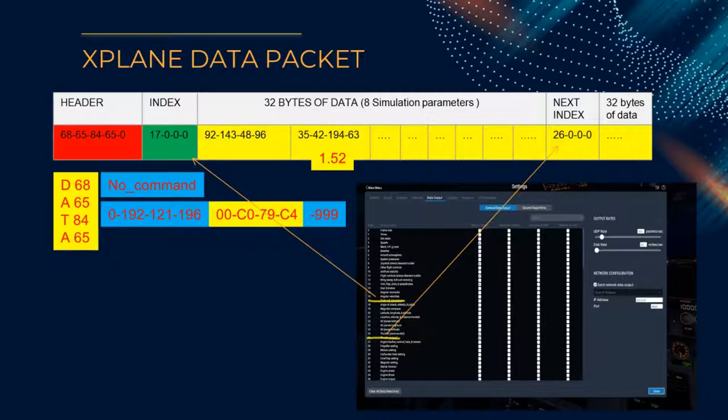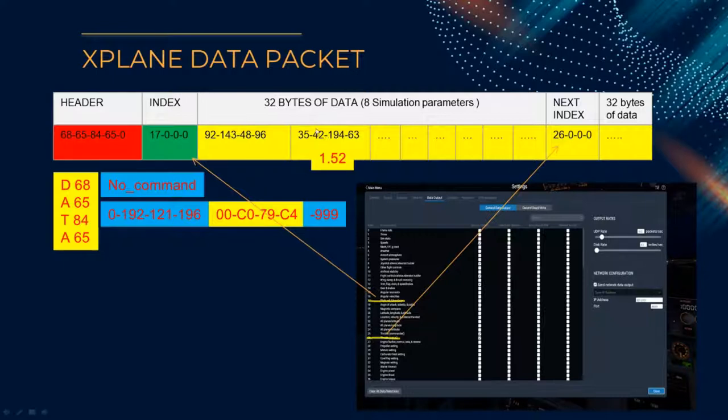Following are nine sets, each having 4 bytes for the index of the data. For example, here we have 17, which is roll, pitch, and headings. As you can see, we always use only the first byte. Following are 8 simulation parameters, some of which can be empty. Each value is 4 bytes.